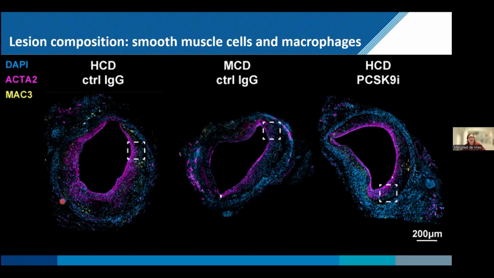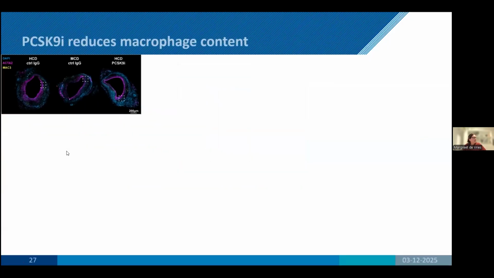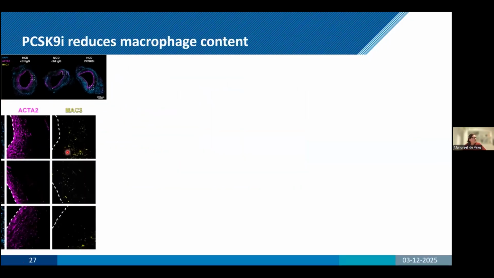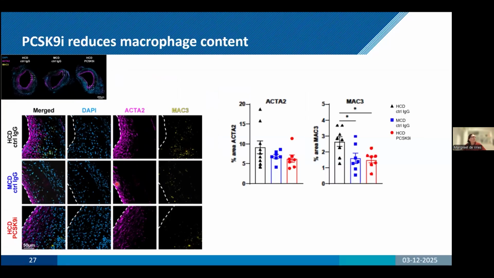So we also looked at other components in the vessel wall, such as smooth muscle cells and macrophages. And here we could appreciate that we didn't see any differences in smooth muscle cells, but again, we saw a decrease in the macrophages in the PCSK9 group comparable to the mild cholesterol diet group.